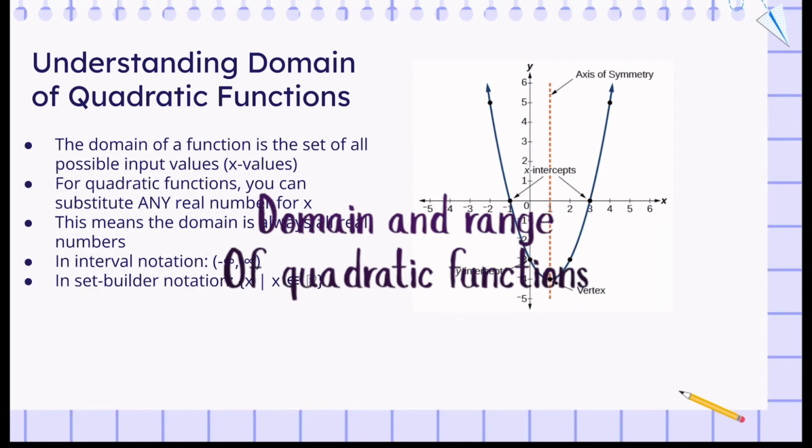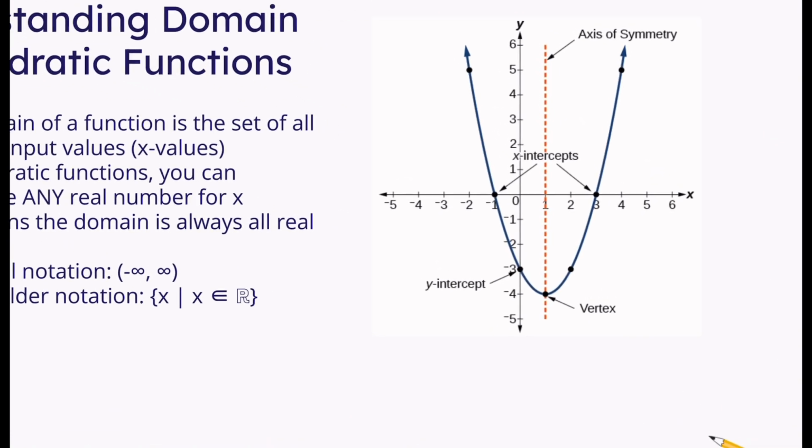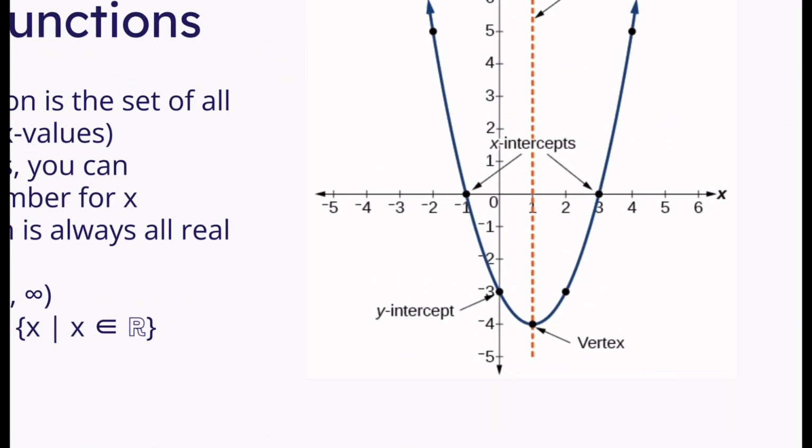For the second part of this review, we're going to look at the domain and range of quadratic functions. So remember that the domain of a function is the set of all possible x values. And for any quadratic function, whether it's opening up or opening down, if I zoom in on this one here, they all go in both directions, meaning negative and positive.